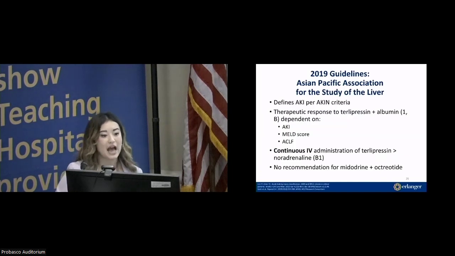The first one we'll look at is the 2019 guidelines. In this instance, HRS defined AKI as per AKIN criteria, and it included that terlipressin response was dependent on AKI, MELD score, and ACLF liver grades. In this, it did recommend continuous IV administration of terlipressin to be superior over noradrenaline or norepinephrine, and did not provide a recommendation for midodrine and octreotide.